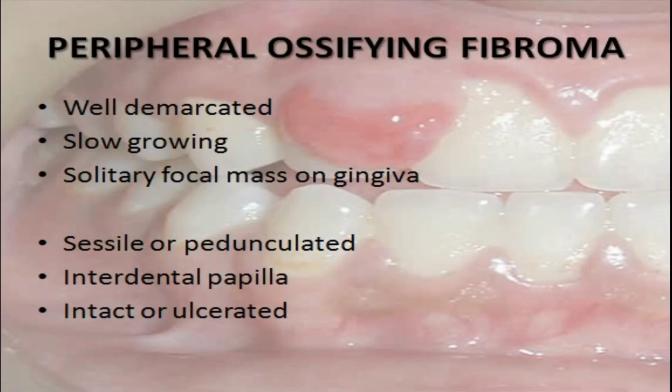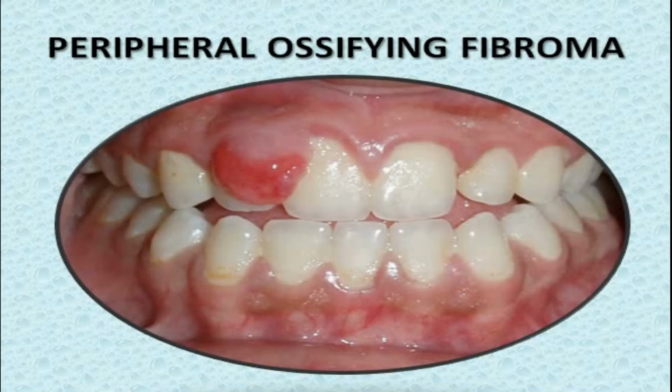Coming to the clinical features, we can see a well demarcated, very slow growing, solitary focal mass which is present on gingiva. It can be either sessile or pedunculated lesion and interdental papilla may be involved. The surface of the lesion may be intact or sometimes it may be ulcerated. The picture shows peripheral ossifying fibroma on maxilla.